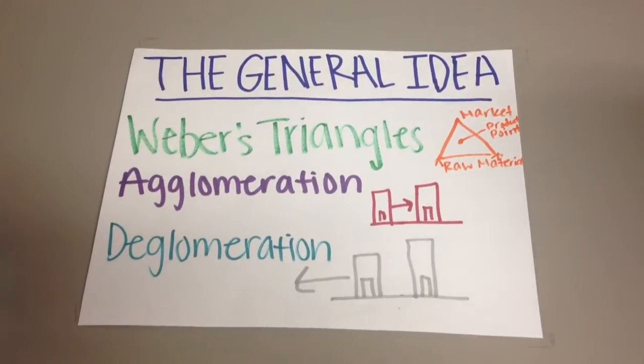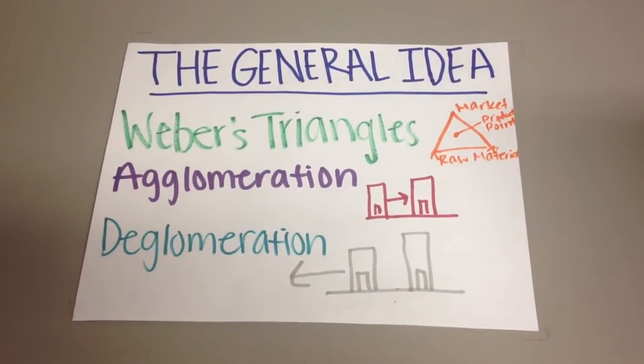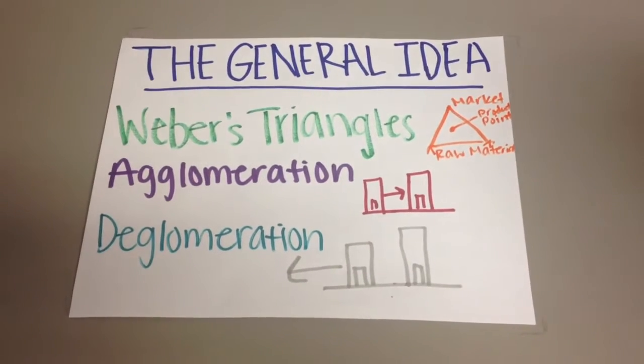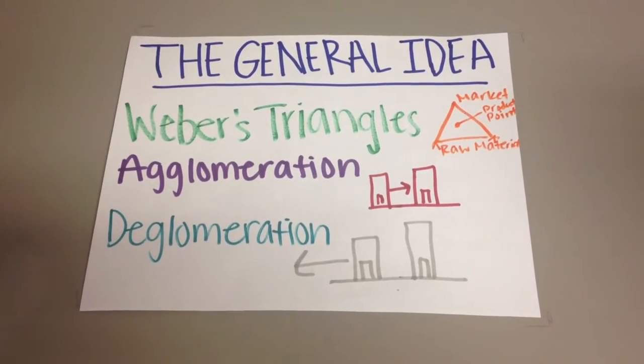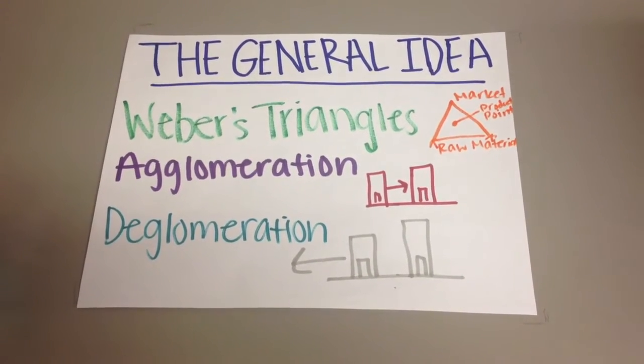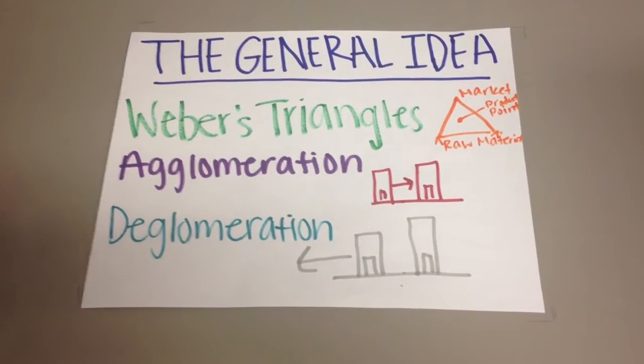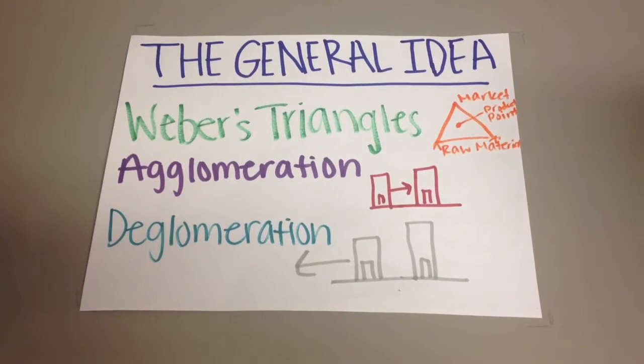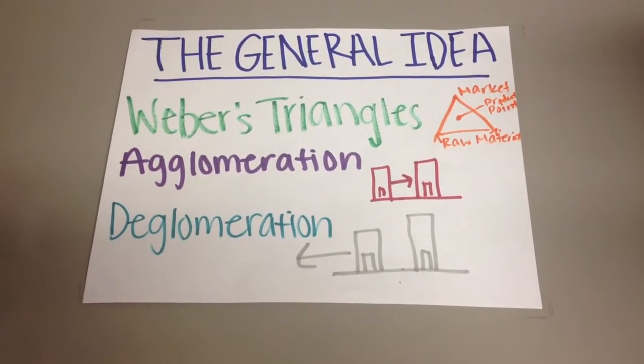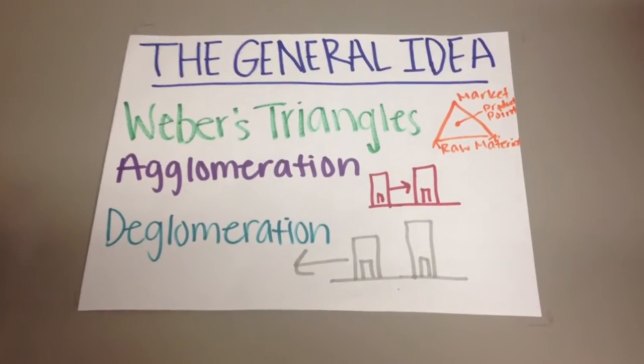The general ideas. Weber's model determines the location of a production point based on the weight of the raw materials in the finished product. He wanted to minimize transportation costs. Agglomeration is the clustering of industries. According to Weber, these industries can help each other to cut costs. Deglomeration occurs when industries move away from each other.